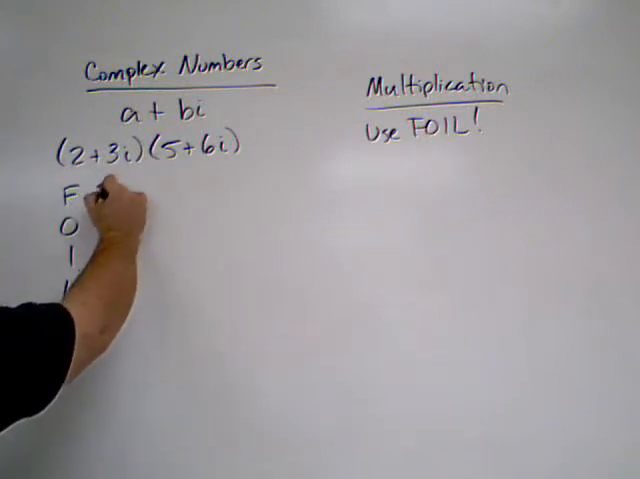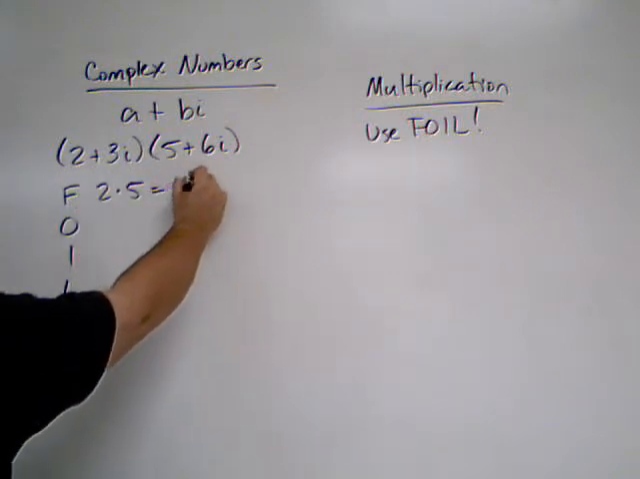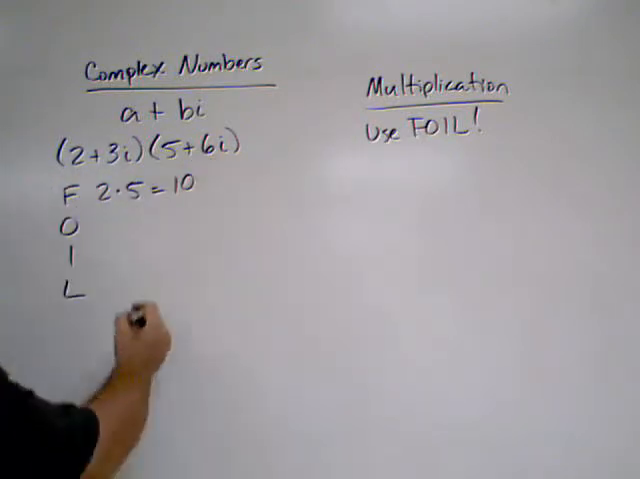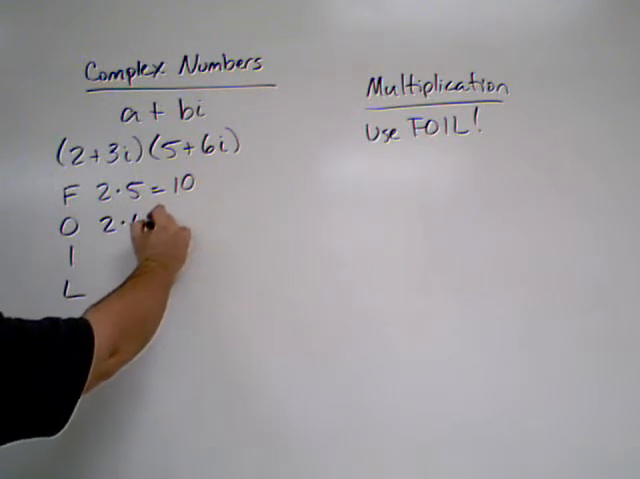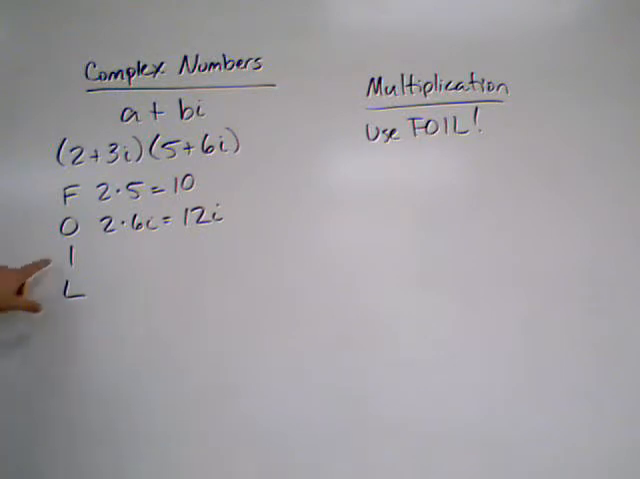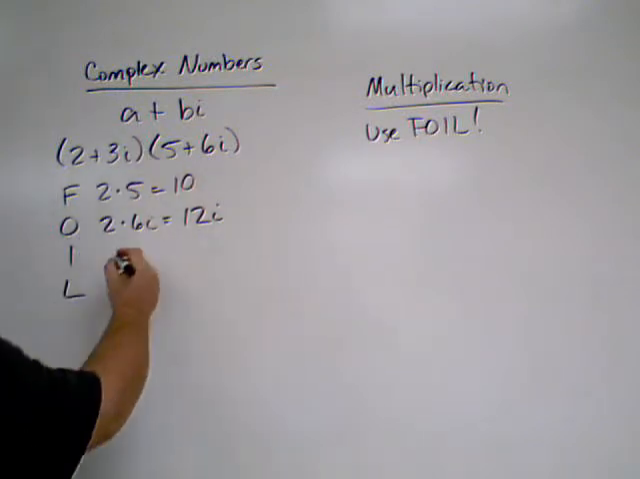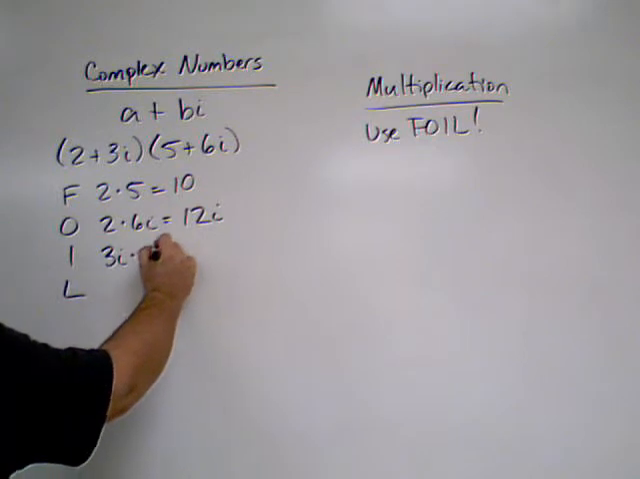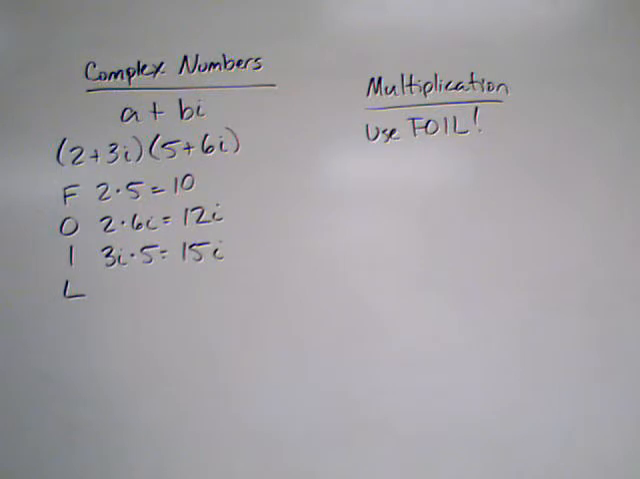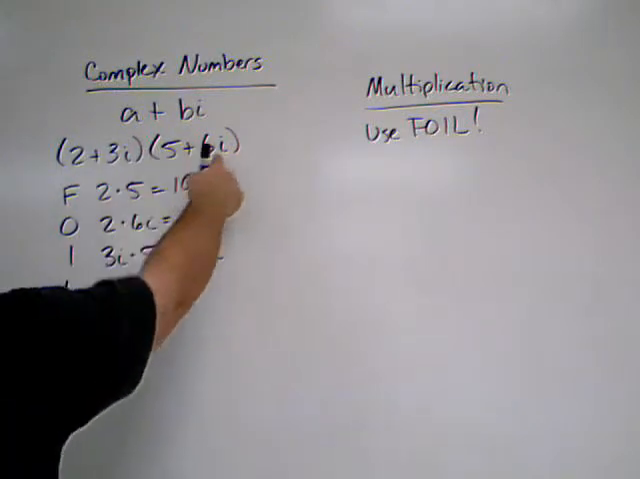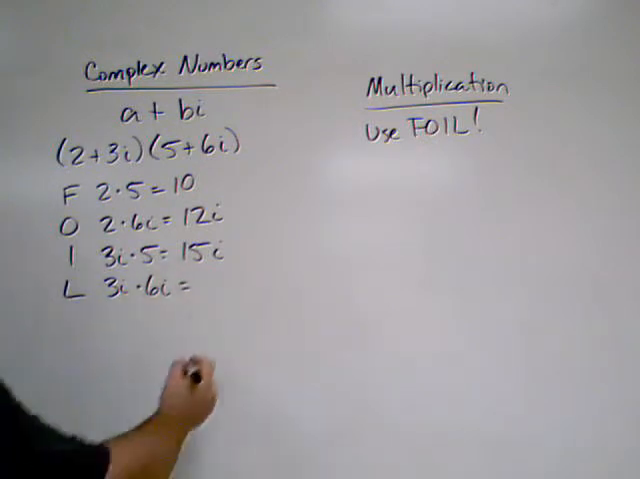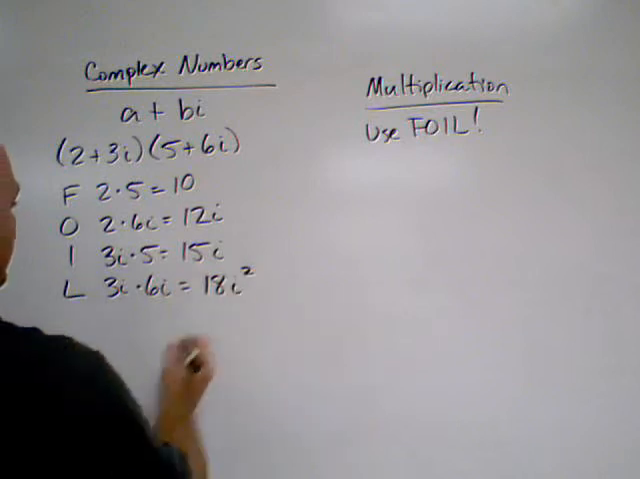2 times 5 is going to give us 10. Okay? Our outside terms, so 2 and 6i. 2 times 6i is going to give us 12i. Alright? Our inside terms, 3i times 5 is going to give us 15i. Alright? And then our last terms, 3i and 6i, is going to give us 18i squared.